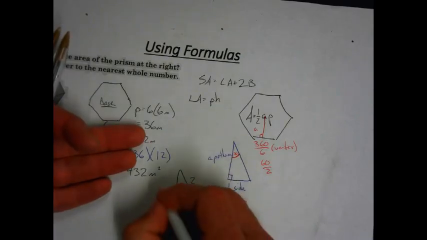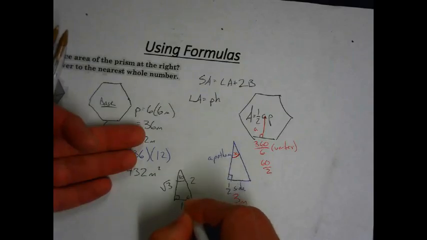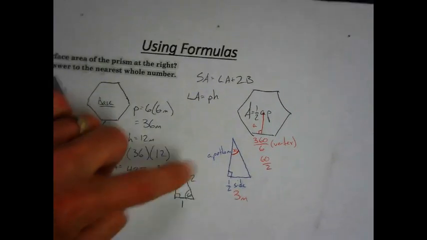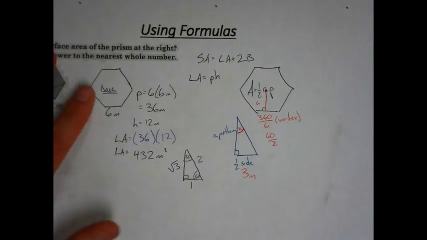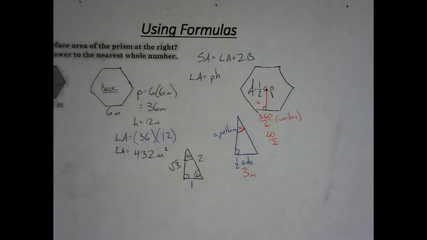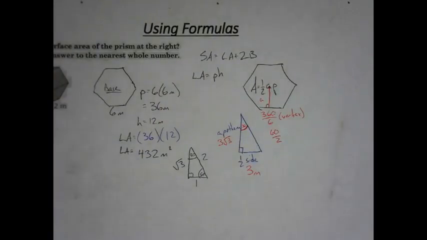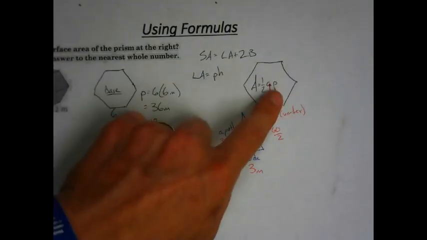The hypotenuse is 2. The long leg is the square root of 3. That's our 30, 60, 90 triangle. So our long leg is the short leg times the square root of 3. That means our apothem is 3 times the square root of 3. So we have found our apothem, 3 times the square root of 3.